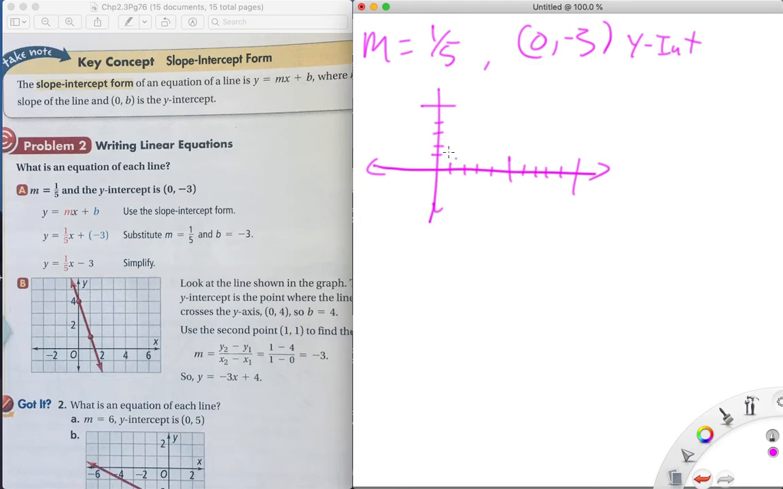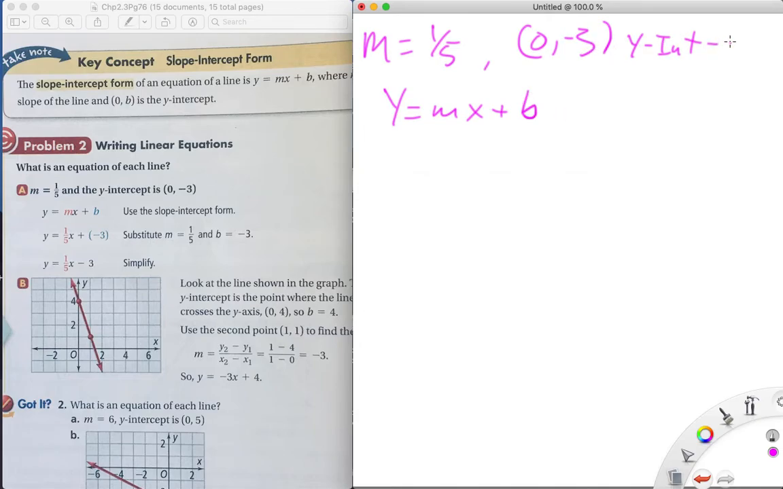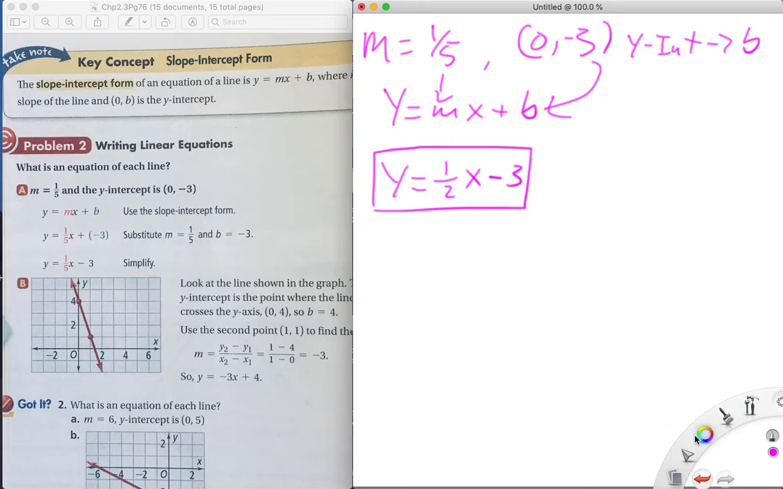Oh, that's just one part. They want the equation. Alright, well here's the equation then. We put this in the form of y equals mx plus b. Remember, this is your y-intercept, or your b. We already have our slope, so we just substitute. The slope goes here, and the y-intercept, which is negative 3, goes here. So our equation is going to be y equals 1/2 x minus 3, since it's a negative number. And that's all she wrote, folks.